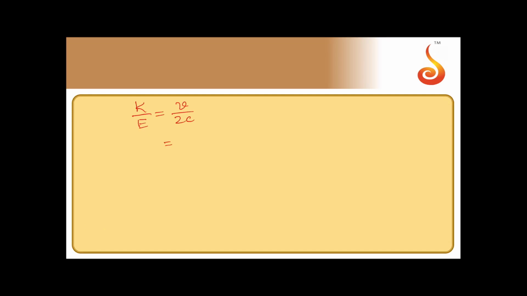So substitute for V and C. V is given 2.25 into 10 to the power 8 divided by 2 into 3 into 10 to the power 8. So that will give you 3 by 8. So ratio of kinetic energies is 3 by 8, that is option B.